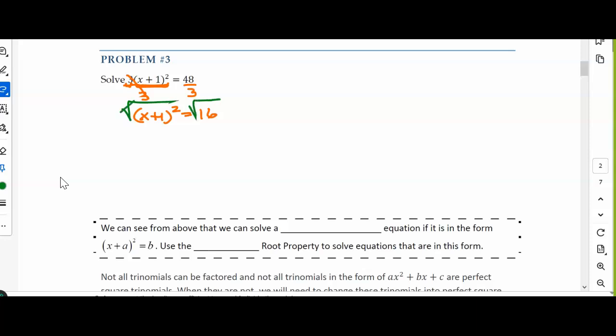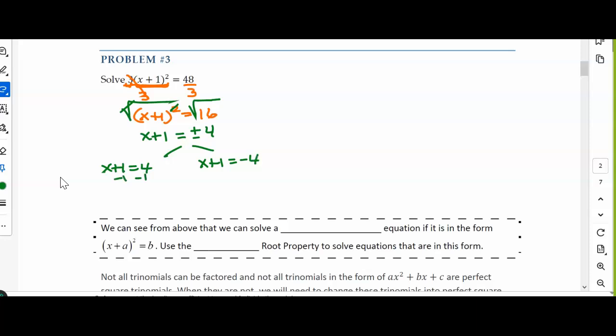So the square root and the square undo each other. I'm left with x plus 1 equals plus or minus, make sure you remember that plus or minus, square root of 16 is 4, so plus or minus 4. Okay. And then we can make our two equations again. x plus 1 equals 4, the positive 4, and then x plus 1 equals the negative 4.